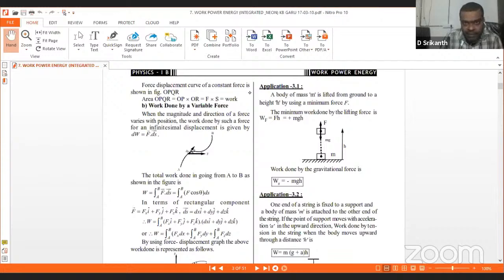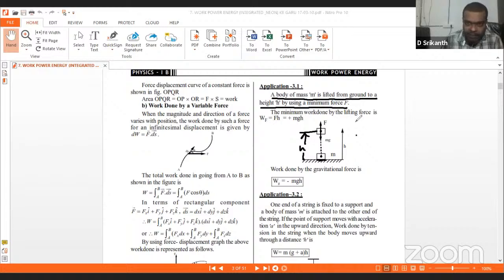In the first application, a body of mass m is lifted from the ground to a height h by using a minimum force. Initially it is on the ground, and by applying a minimum force it is raised to a height h from the ground. Now I want to find what is the work done.